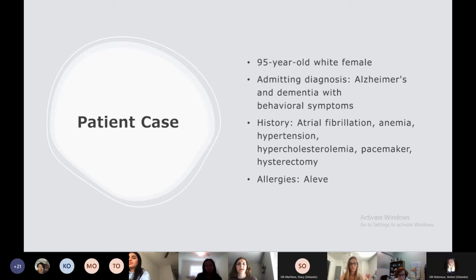Okay, so our patient case. This was a patient that Mira, Amber, and I got to spend the majority of a day with. She was a 95-year-old white female. She was admitted to the John Knox with her husband, but she was admitted with the diagnosis of Alzheimer's and dementia with behavioral symptoms. Her health history includes AFib, anemia, hypertension, hypercholesterolemia, and her surgical history includes a pacemaker and a hysterectomy. Her only allergy is a leaf.